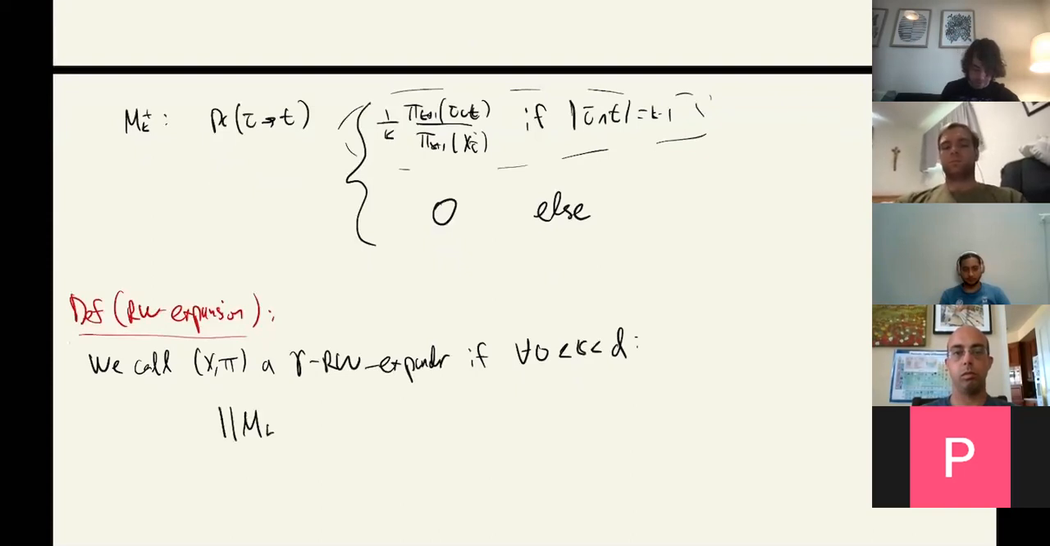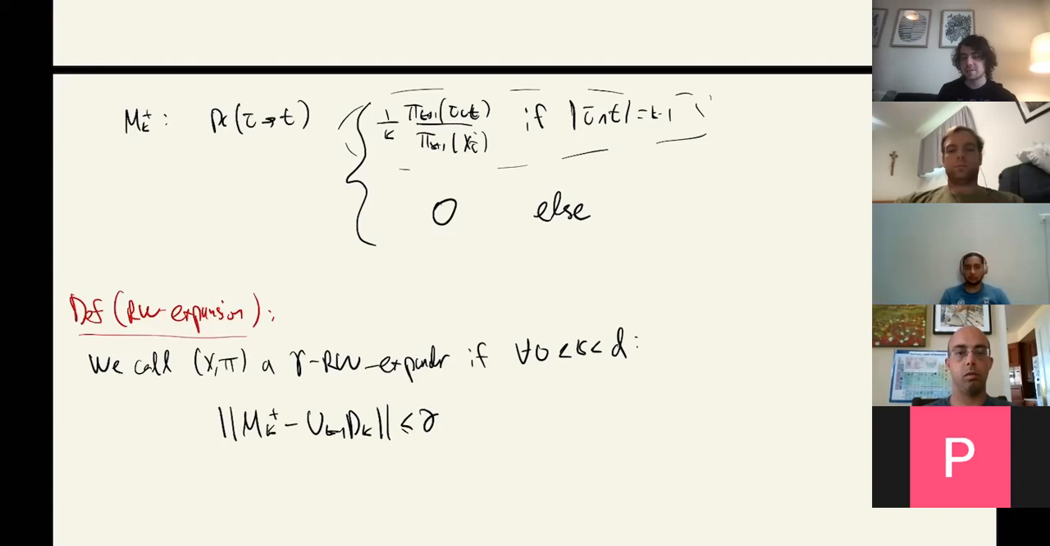If M_k^+ minus the lower walk, U_{k-1} D_k, has spectral norm less than or equal to gamma, so its largest eigenvalue in absolute value is bounded by gamma. So this was the definition that we ended up with.